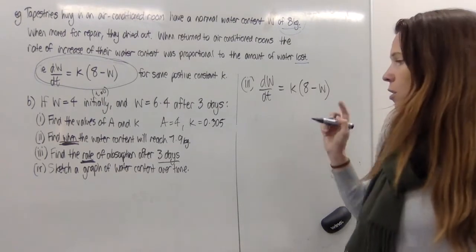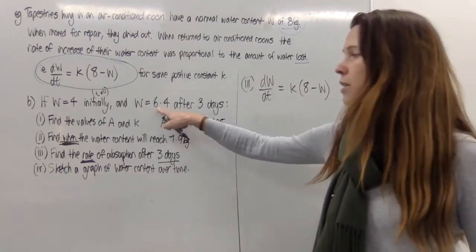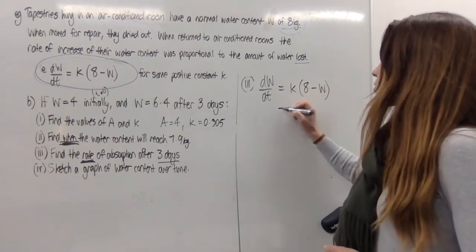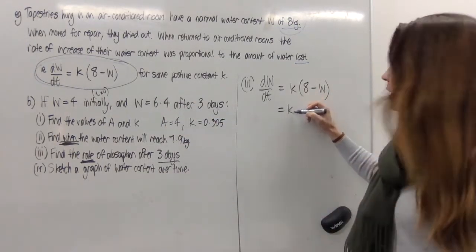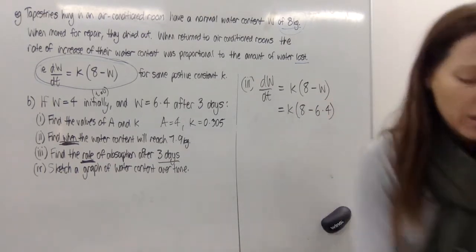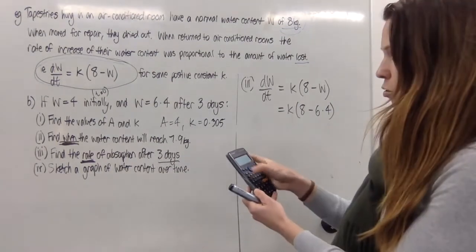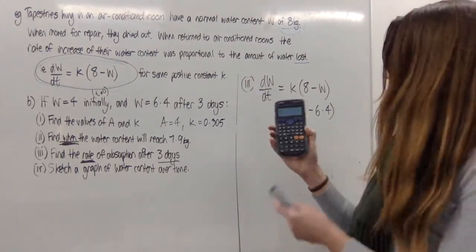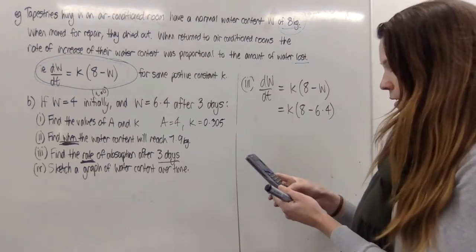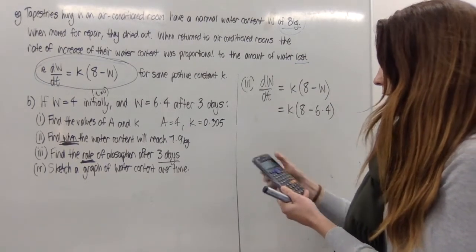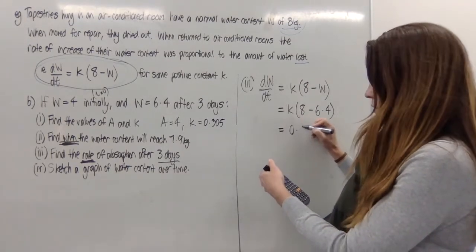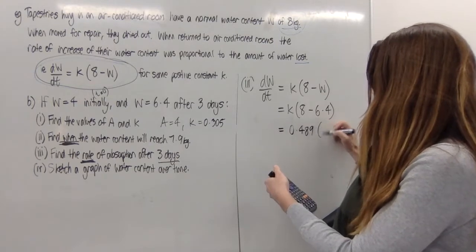Okay, so after 3 days, we actually know what W is going to be. It's in the question. So we need 6.4 here. And we've also found what k is. It's stored in our calculator. So we need 8 minus 6.4. At that point, I will just use my stored value of k, which is A in my calculator, and then multiply that by 1.6. And I'll get 0.488. So the rate is 0.489, let's go to 3 decimal places.